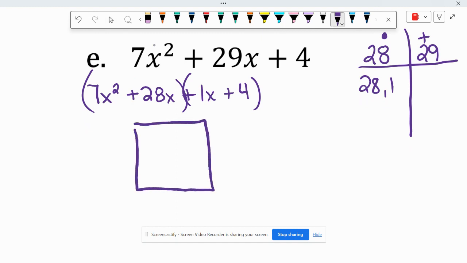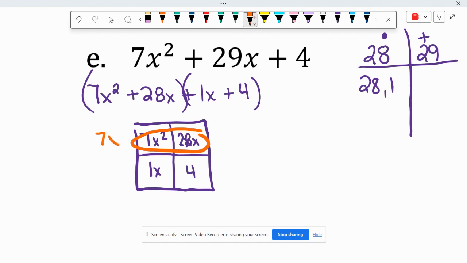Unlike multiplying a polynomial, we put these terms that we just discovered into our factor box: 7x squared, 28x, 1x, and 4. Instead of having the numbers on the outside and filling in the inside, you're looking for a GCF. So what's the GCF in this row? Looks like I can take out a 7x. What's the GCF here? Just 1, because there's no x on that last term.